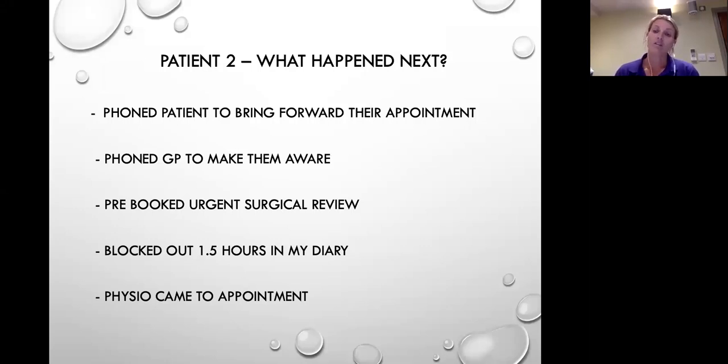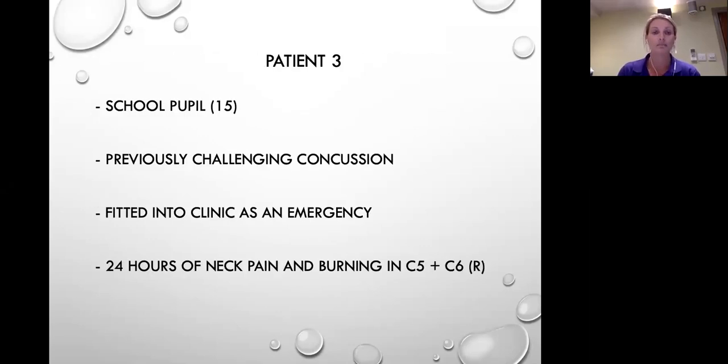And for that, because of the rapport that the physio had with the patient, we also brought the physio into the consultation just to help with the breaking bad news. And that was really important because they had a really close bond between them, and it just helped lessen the blow and also gave the opportunity for her to ask more questions.